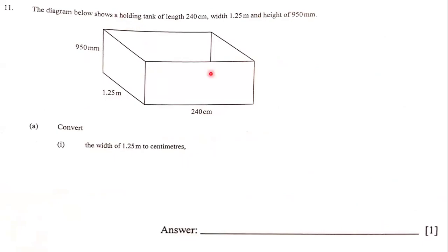The diagram below shows a holding tank of length 440 centimeters, width 1.25 millimeters, and a height of 950 millimeters. A, convert the width of the 1.25 millimeters to centimeters. Oh, this is meters actually. So the width of the 1.25 meters to centimeters. Make sense?